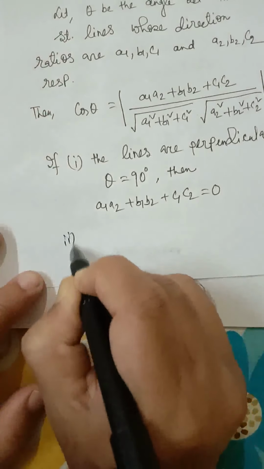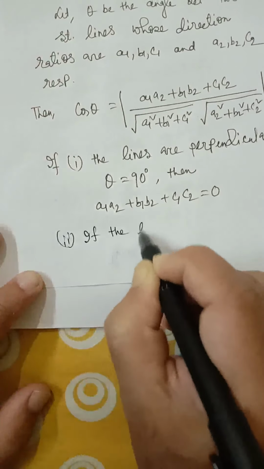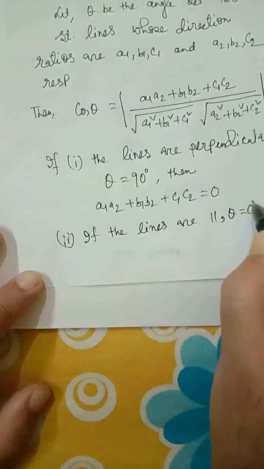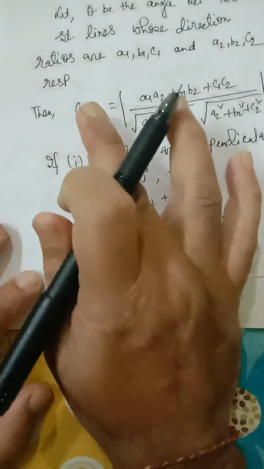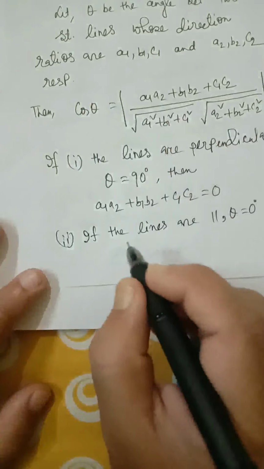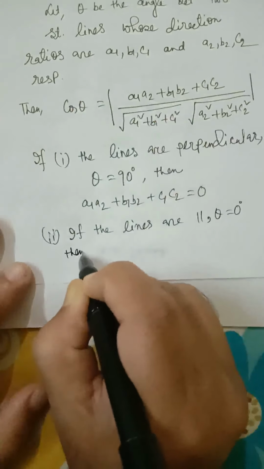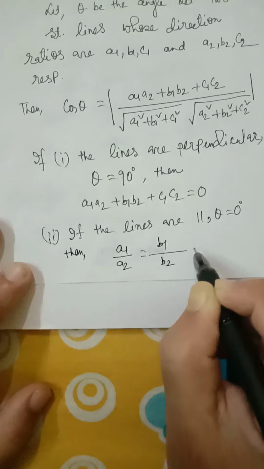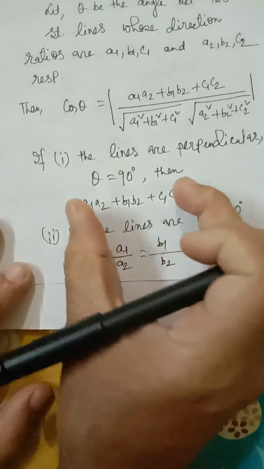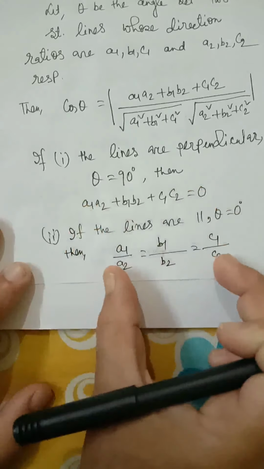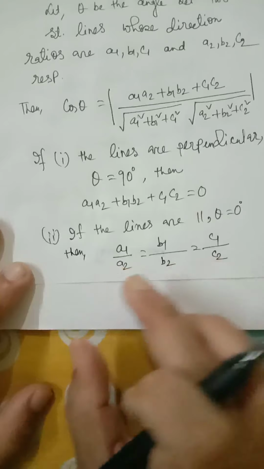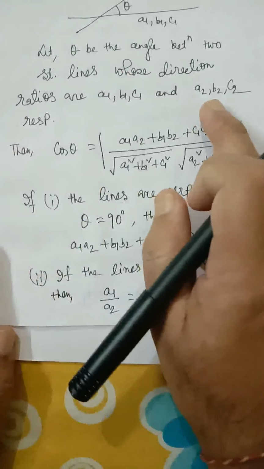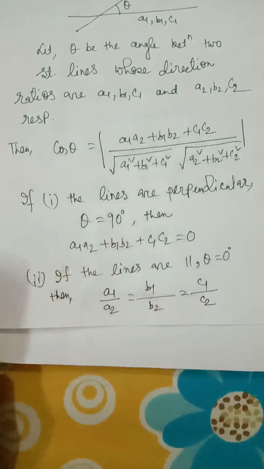Next, if the lines are parallel, then theta equal to 0 degree or 180 degree. If we simplify, then we get a1 by a2 is equal to b1 by b2 is equal to c1 by c2. This is the condition for two straight lines to be parallel, where a1 b1 c1 and a2 b2 c2 are the direction ratios of two lines.